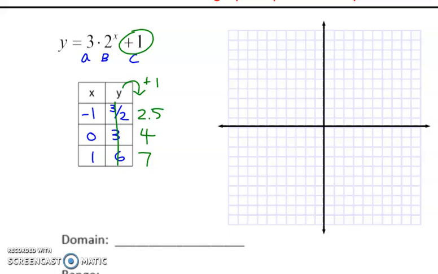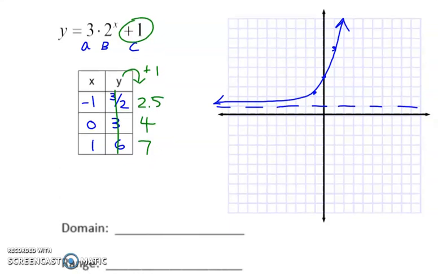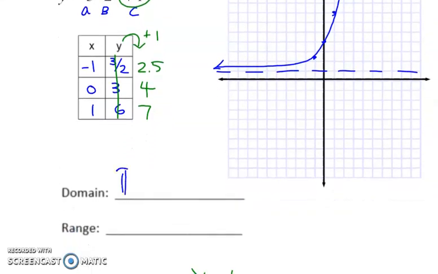All right, let's graph that. So I have y equals 1. I have -1, 2.5. I have 0, 4. And I have 1, 7. I know this is growing from left to right, so it's going to get more positive. I have that the domain is all reals, and the range, since this graph is above the horizontal asymptote, is y is greater than 1.